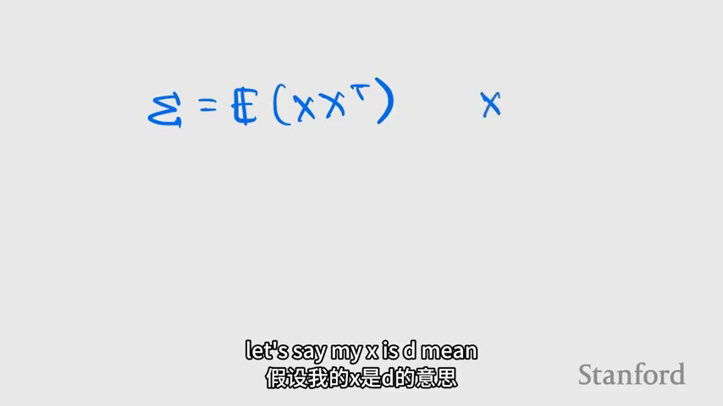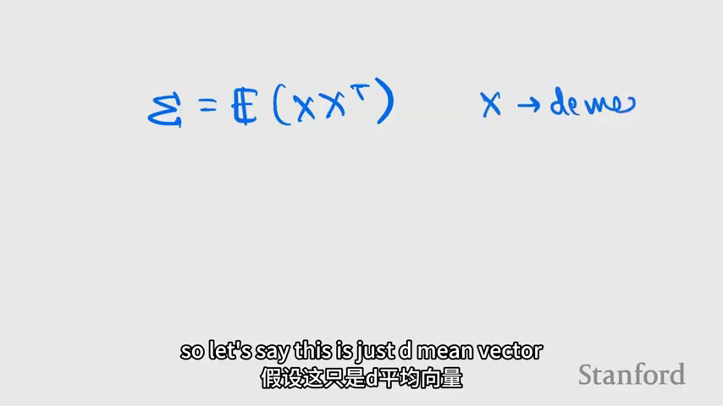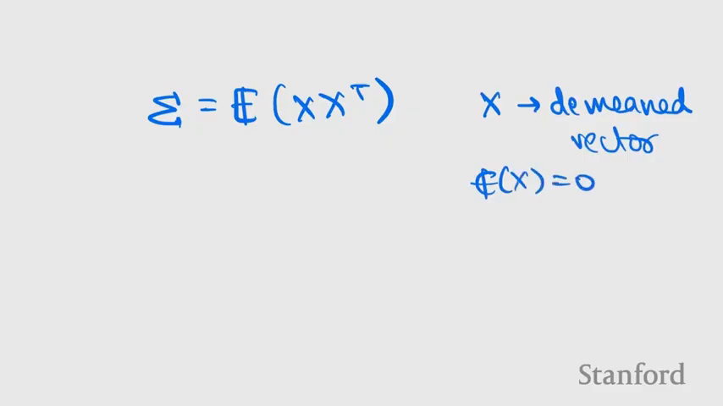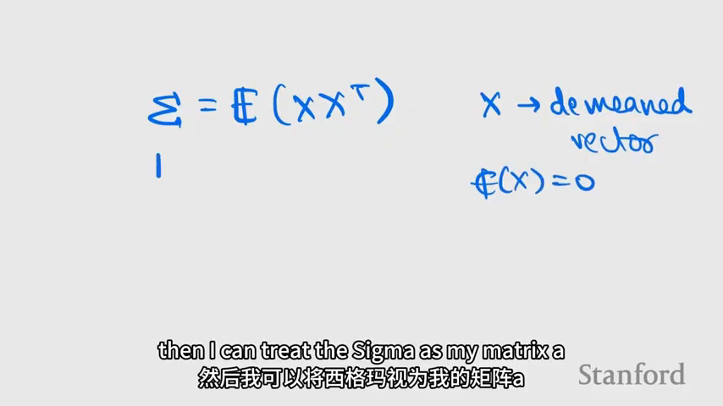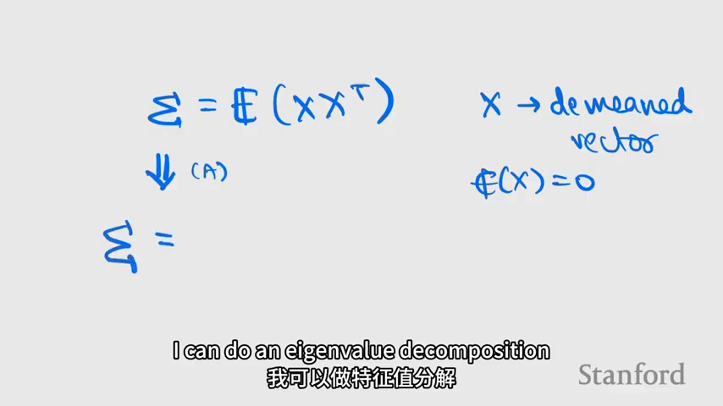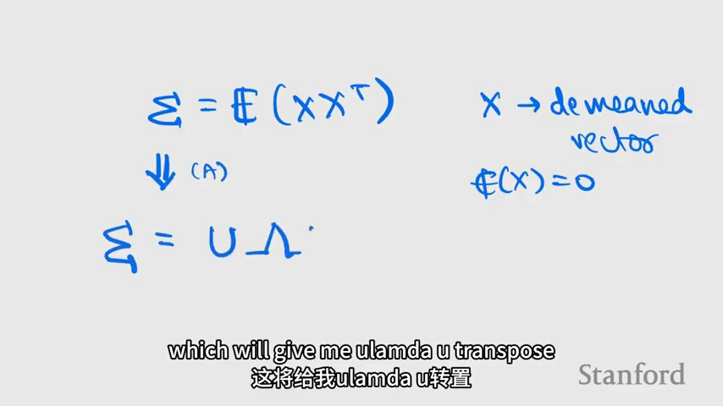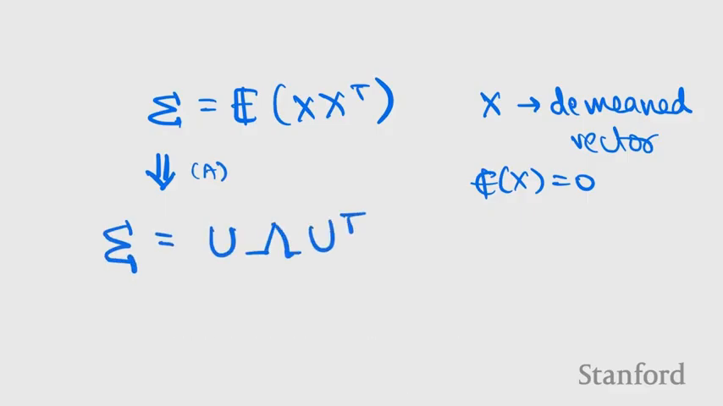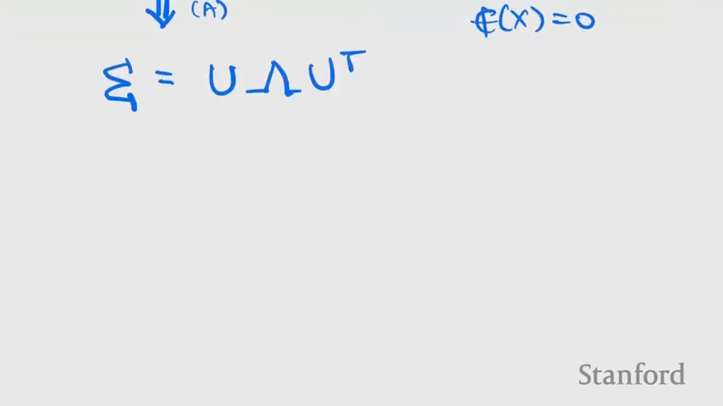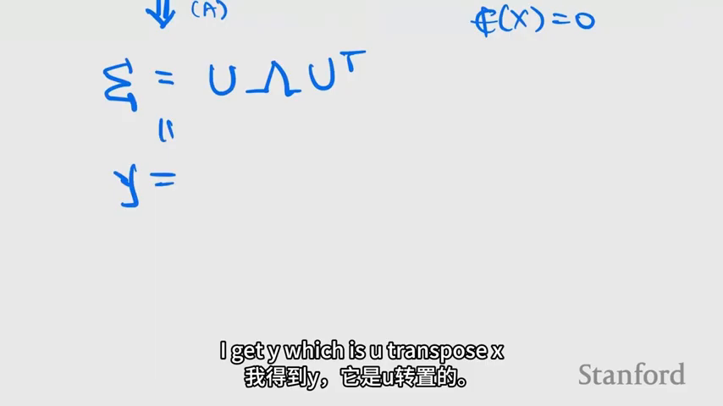Let's say my X is de-meaned, so there is no mean. So let's say this is just a de-meaned vector, so the expectation of X is 0. Then I can treat this sigma as my matrix A, which was previously, and I can do an eigenvalue decomposition, which will give me U lambda U transpose. I take this U and I get Y, which is U transpose X.